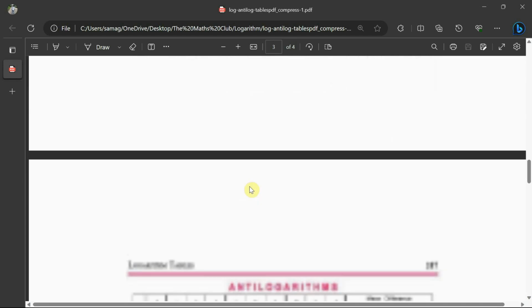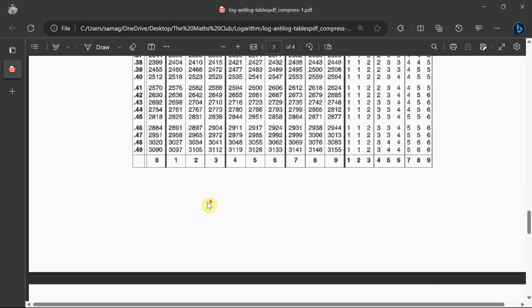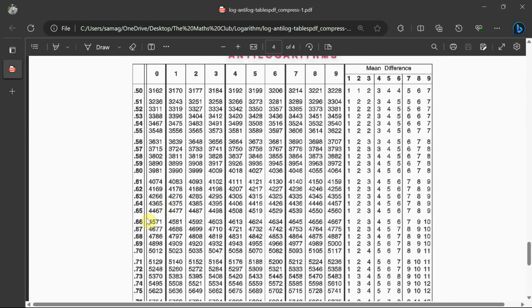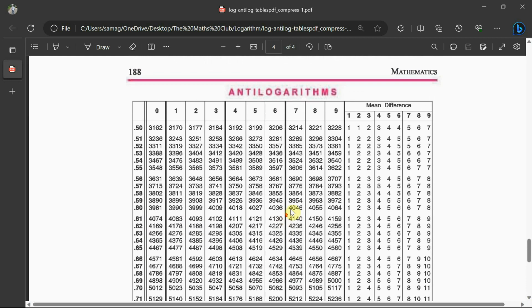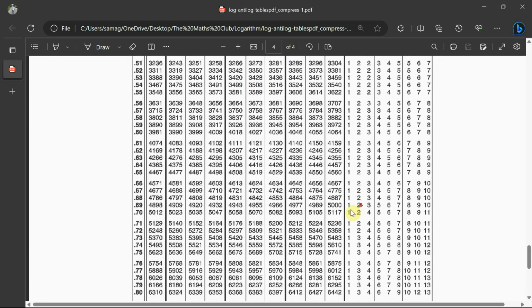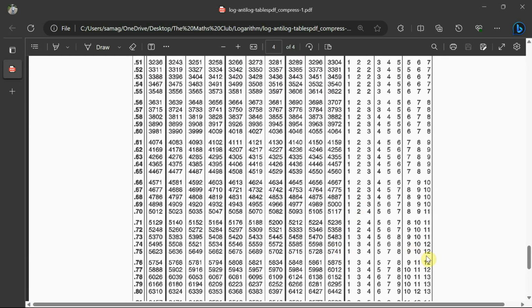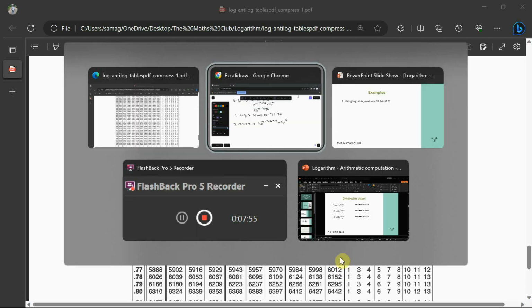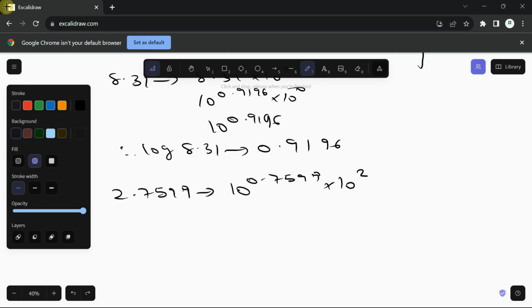If any of this is strange, you might want to visit the video prior to this, where we talk about how to read from the logarithm table. So 0.75, what is 9? 9 is the last value. So this is 5741 and difference 9: 5741 plus 12, that is 5753. Remember what I said about values from the anti-log table: the point is after the first value, so it is 5.753.